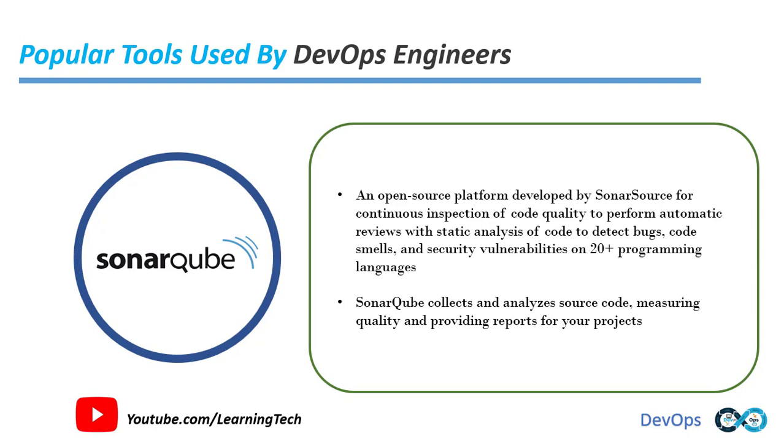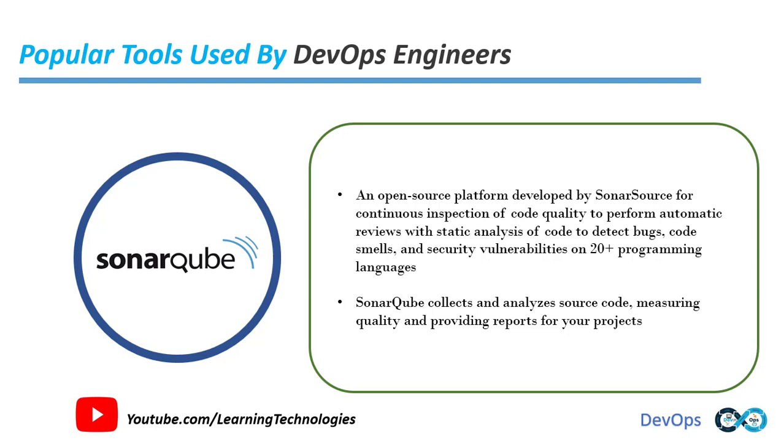Now we will talk about SonarQube. SonarQube, formerly called Sonar. SonarQube is an open source platform developed by SonarSource for the continuous inspection of code quality, to perform automatic reviews with static analysis of code to detect bugs, code smells, and security vulnerabilities by using 20 plus programming languages. SonarQube offers reports on duplicate code, code standards, unit tests, code coverage, code complexity, comments, bugs, and security vulnerabilities.